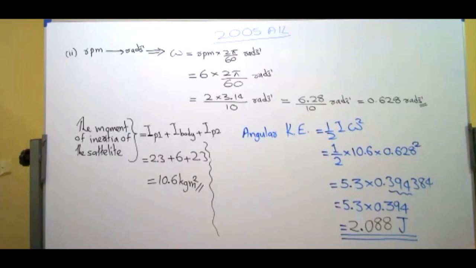In the examination, if you have kept the answer as 2.09, that's okay. 2.09 is also okay.